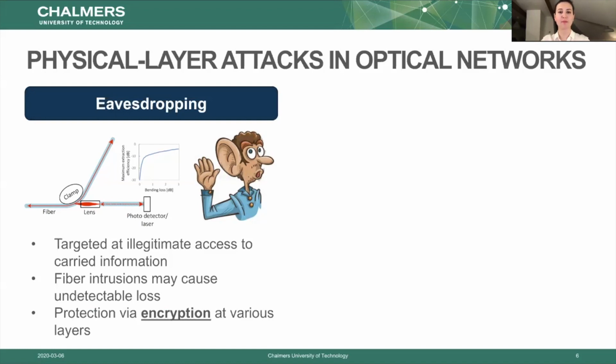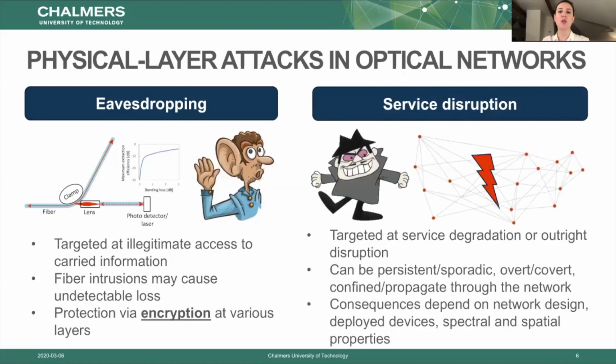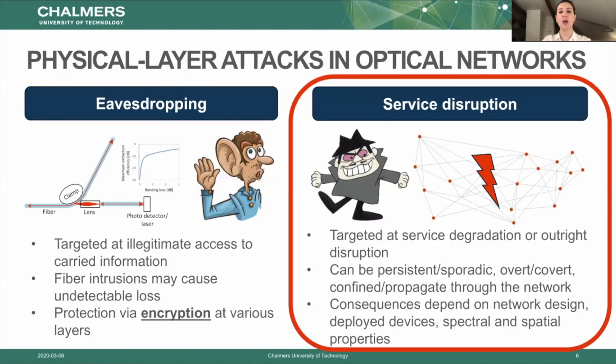The other broad category of attacks are service disruption attacks, where the goal of the attacker is to degrade or completely deny services. These attacks can be persistent or they can appear sporadically. They can be overt or covert. Their effects can be confined or can propagate through the network. And on top of the dependency on the exact attack technique, their consequences also depend on the way that the network is designed and how the resources are assigned to the services. In our work, we focus on service disruption attacks.